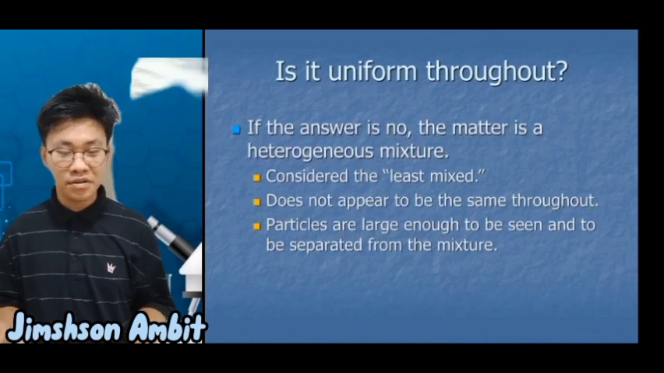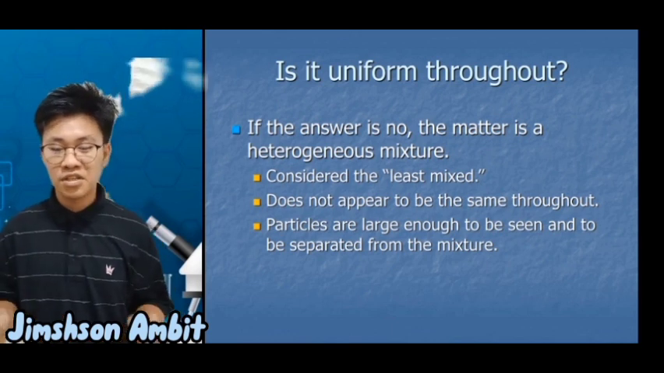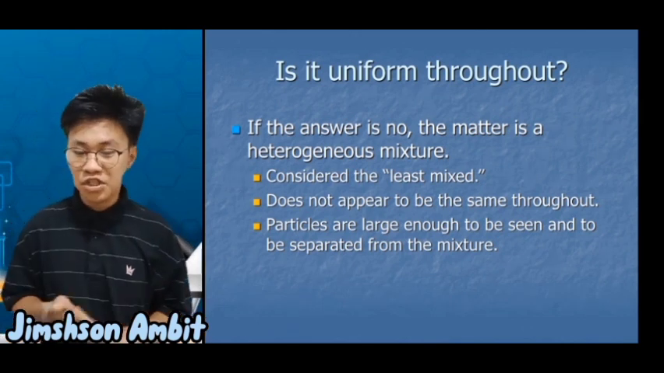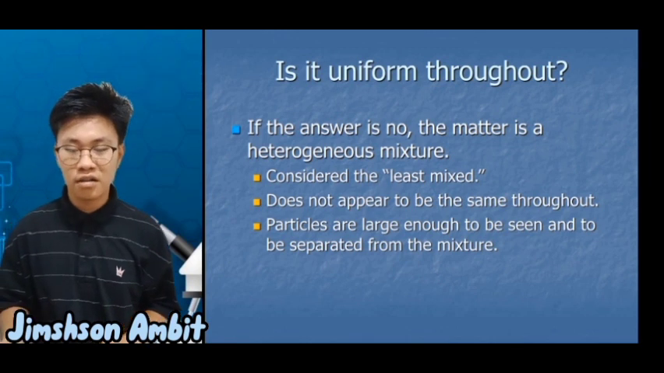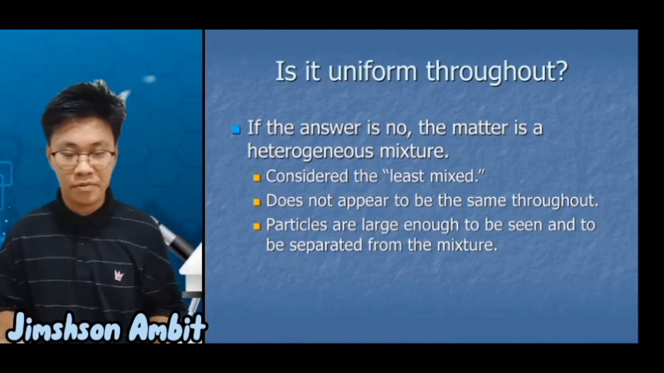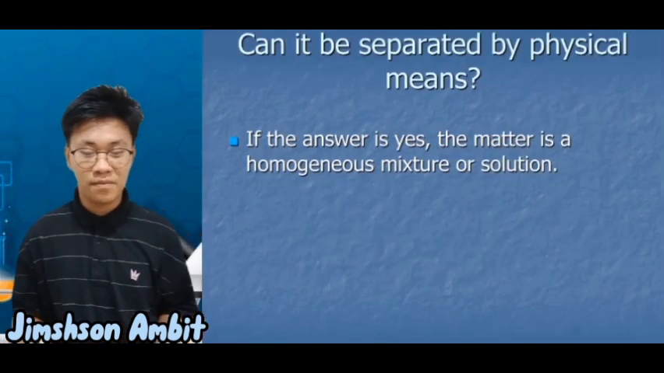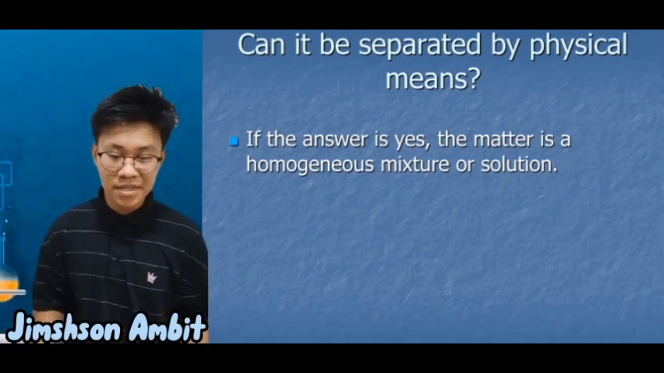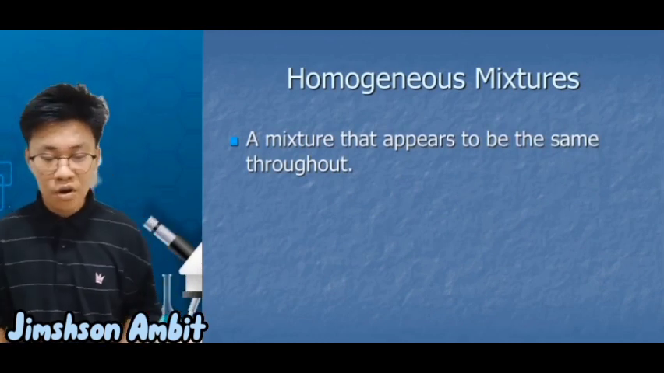If the matter is not uniform throughout, it falls into the category of heterogeneous mixture. Heterogeneous mixtures do not appear the same throughout and have particles that are large enough to be seen and separated. Okay, now let's move on to the next question. Can it be separated by physical means? If matter can be separated by physical means, it falls into the category of homogeneous mixture or solution.